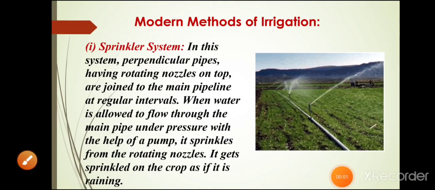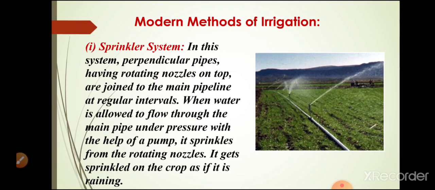Our next topic is modern methods of irrigation. The modern methods of irrigation are very helpful. Why are they very helpful? Because in these methods the water is used economically. So now we will study what the modern methods are. One is the sprinkler system and another one is the drip system. So let me start with the sprinkler system.